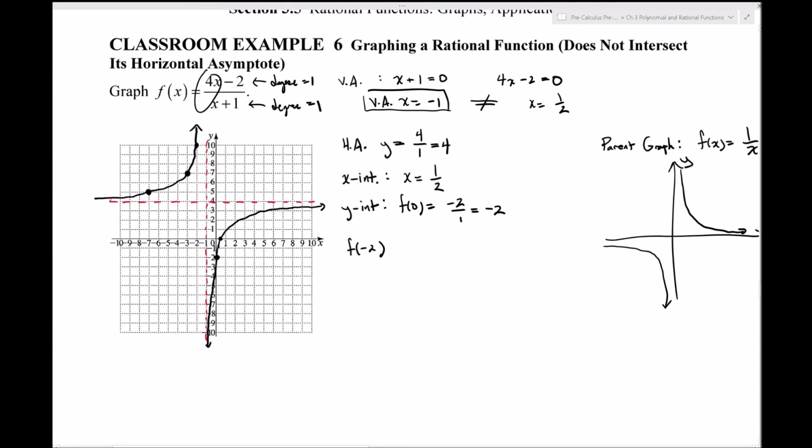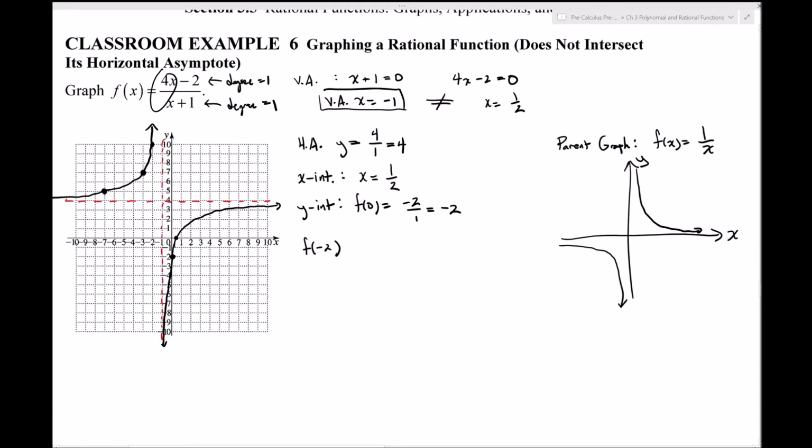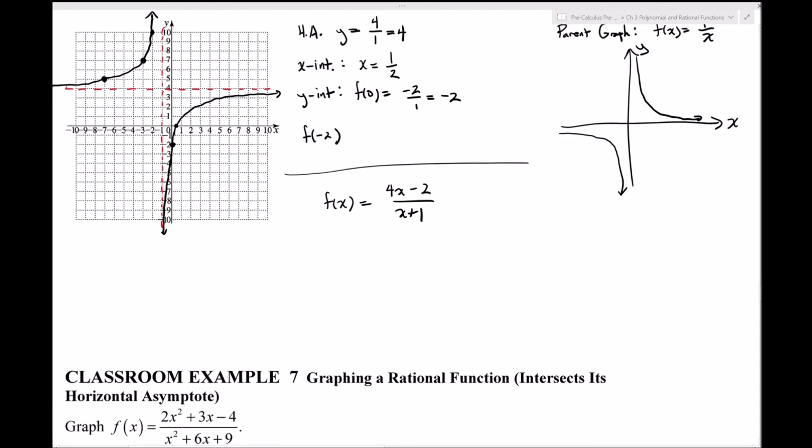This is a shifted version, shifted up and left of this original parent graph. And not only that, I think it's scaled a bit. And scaled by how much, I'm not entirely sure. But the way that I can show this is that you can actually perform the division of 4x minus 2 over x plus 1. And I'm going to do that long ways. So we're dividing 4x minus 2 by x plus 1.